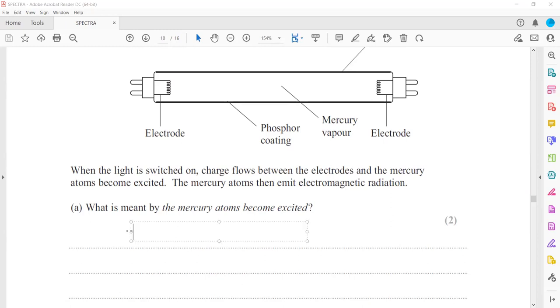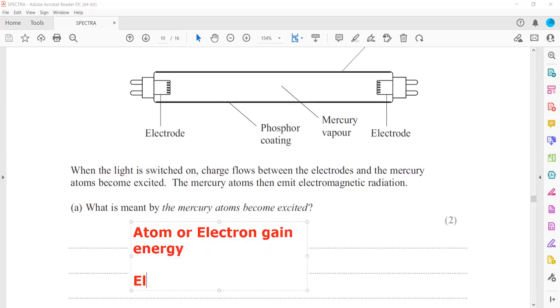So the term excited means that the atom or electron gains energy. That's one mark. And then you can also mention that the electron jumps to a higher energy level, because there are energy states for atoms as well. That is the meaning of an atom being excited.